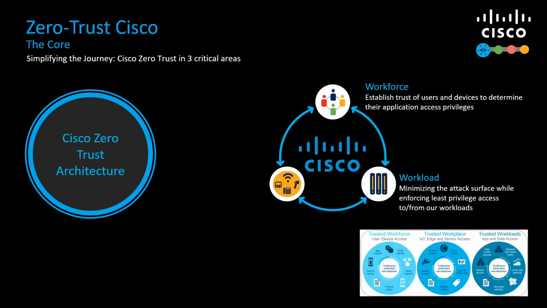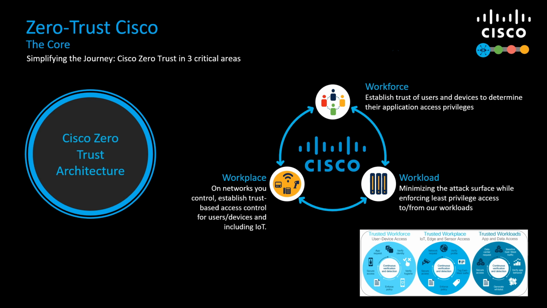Workload. Minimizing the attack surface while enforcing least privileged access to and from our workloads. So think of this as application segmentation or host-based controls, microsegmentation in the data center, containers, virtualization, bare metal, cloud. All of those areas are kind of covered under workload. And then workplace, on networks you control and establish trust based on access control for users' devices, including IoT devices. So workplace, think of the campus. So when you plug in a camera or you plug in a printer, right, you go through a scrutiny of things to get a level of comfort before you allow access.